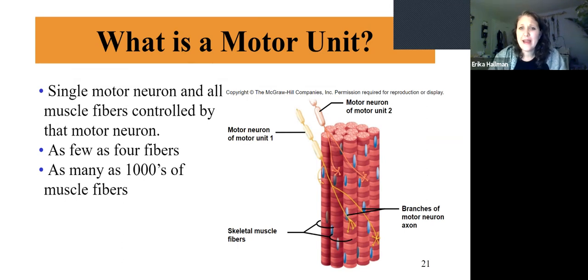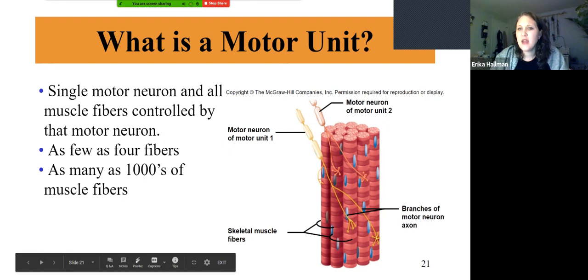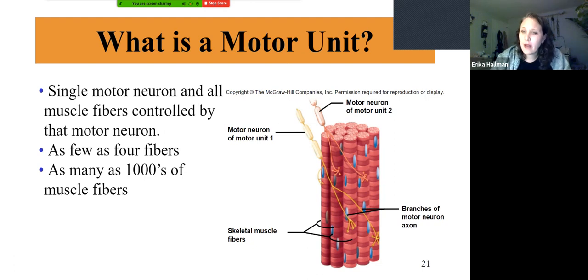This is a term that refers to a single neuron and all of the fibers that that one neuron can control. So in this image, this brings about a kind of cool topic. In this image, we can see that there are 2 motor neurons. Here's motor neuron 1 and motor neuron 2. This motor neuron has 1, 2, 3 branches, and you can see that those branches go to different fibers or different cells within one muscle. So what that means is that one motor neuron can actually trigger or fire different muscle fibers in different areas.